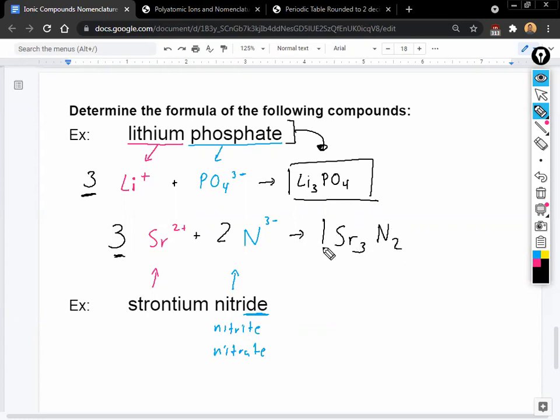That's about as hard as it's going to get. If you guys are able to get that on your own, you're in pretty good shape for the unit. It's not going to get much harder than that in terms of finding the name and the formula. Okay. All right. Any questions? You guys good?